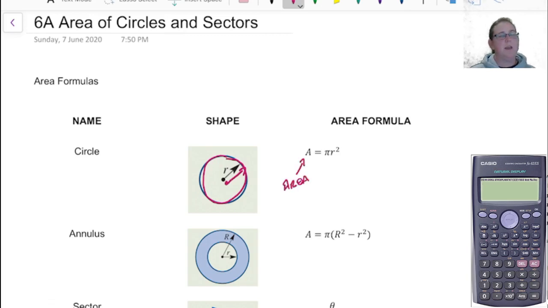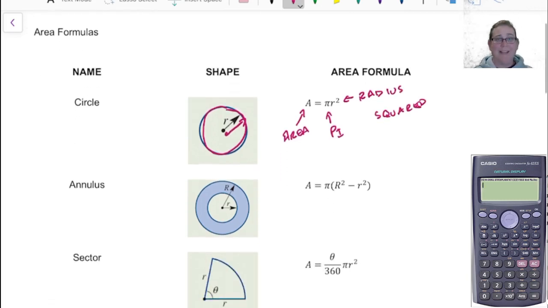A for area, and then there's pi. So it's our Greek letter pi. And then it's just the radius squared. So that's the radius times itself. And that's just how you do that circle.